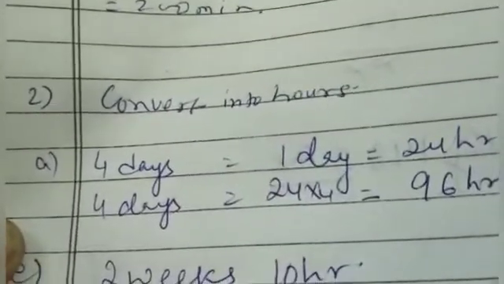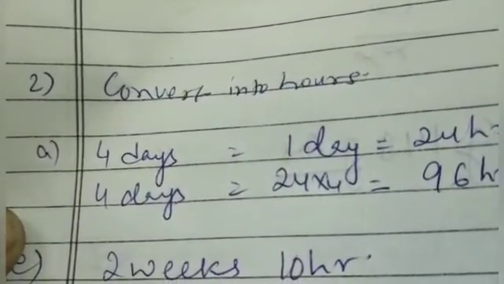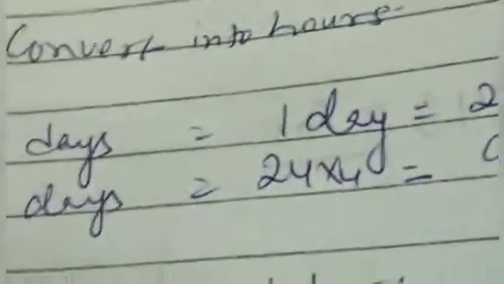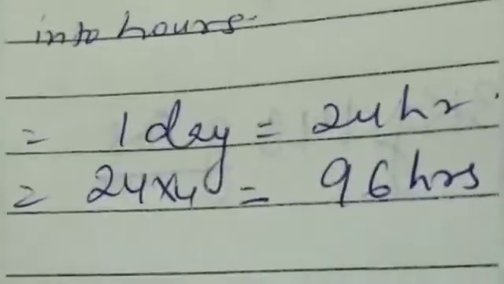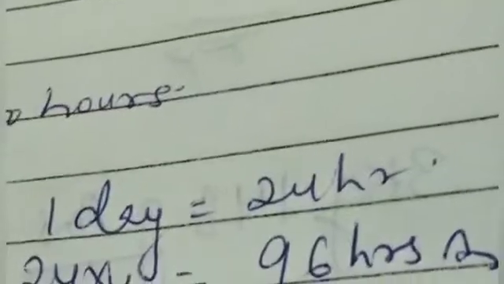Question number 2 is conversion into hours. So here days into hours is there. Again we will multiply with 24, since 1 day has 24 hours. So 4 days will have 24 into 4, that is 96 hours.